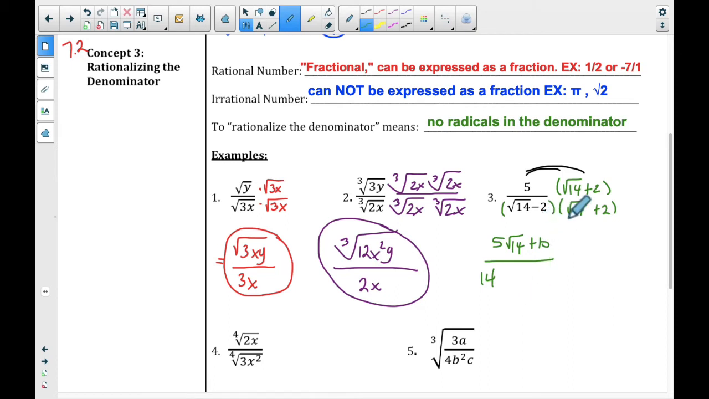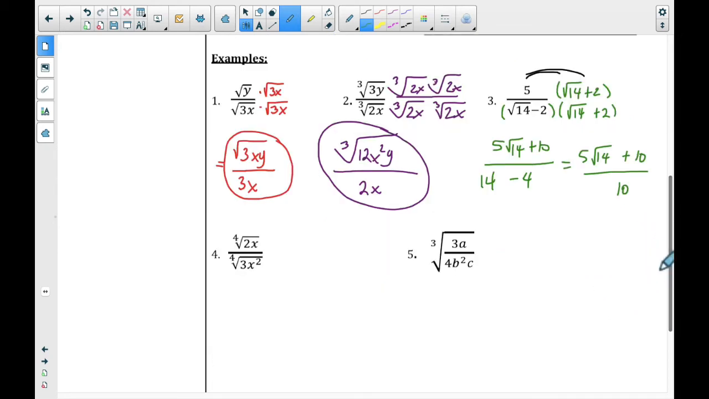And we have a negative 2 times 2, that is a minus 4. So we have 5 radical 14 plus 10 over 10. Now that can also be simplified. We can factor out a GCF of 5. So if we factor out a GCF of 5, we have radical 14 plus 2 over 2. And that's our most simplified version.